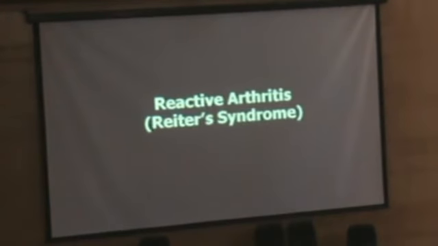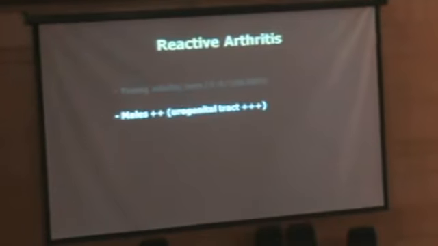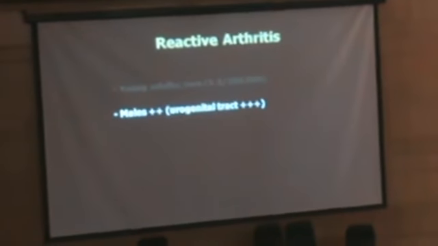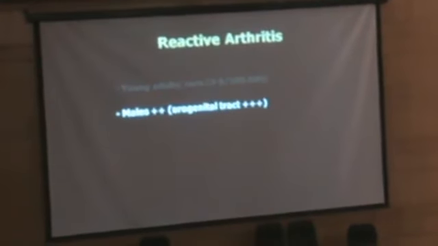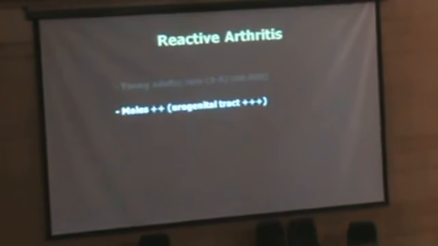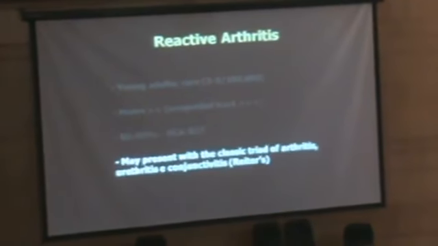So just to finish, in a quick slide, is reactive arthritis. This was called Reiter's syndrome. We don't call it this anymore. Affecting young adults, it's extremely rare, affecting especially males, and especially coming from the urogenital tract. The infectious agents often come from that tract. And up to 95% express HLA-B27, which is good for the diagnosis.